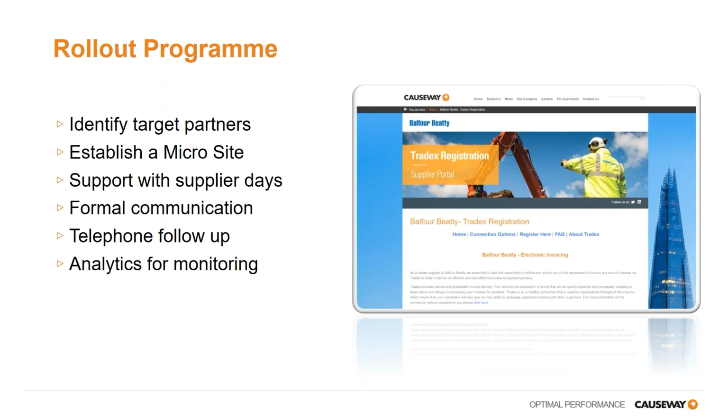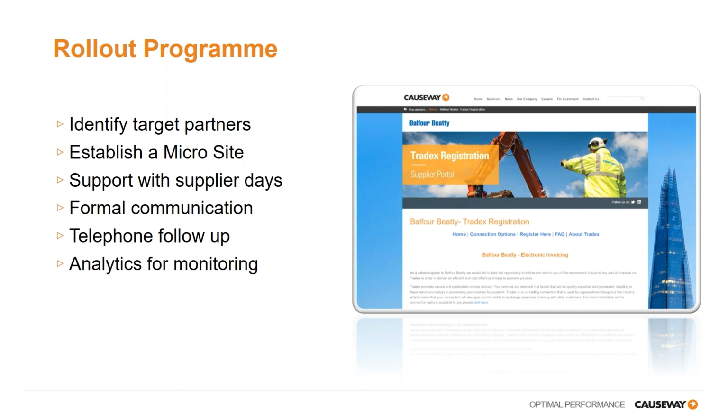and that's still ongoing at the moment. We will support with supplier days. Often you will have existing days with your supply chain, or you'll run days for this, and we will come, present and support you through those, and there'll be some sort of formal communication, an email, a letter to say, okay, from this date we're entering into an invoicing program. At this point in time, we will then only accept invoices through the Tradex platform, and then it's up to that particular supplier to sign up.